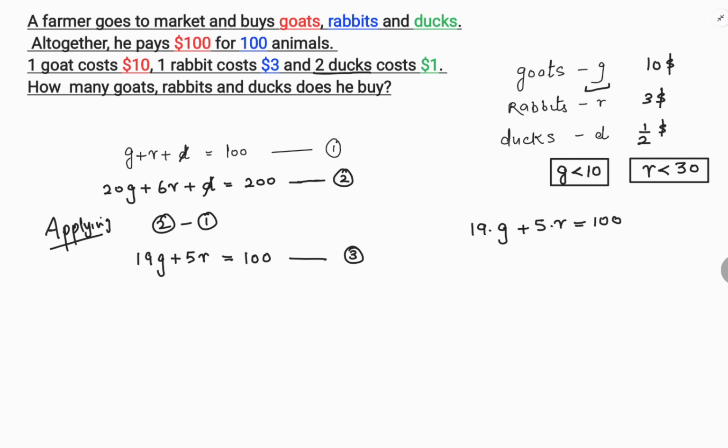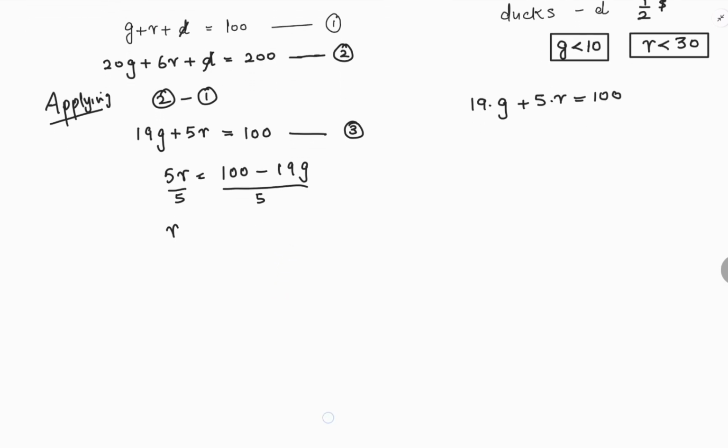Okay, so now we can do one thing. We have 19G plus 5R is equal to 100. We can eliminate one of the variables here. Suppose I write that 5R is equal to 100 minus 19G. Can I write this? Yes. And then I will divide both sides with 5. Okay, what will I get? That R is equal to 20 minus 19 by 5 G.